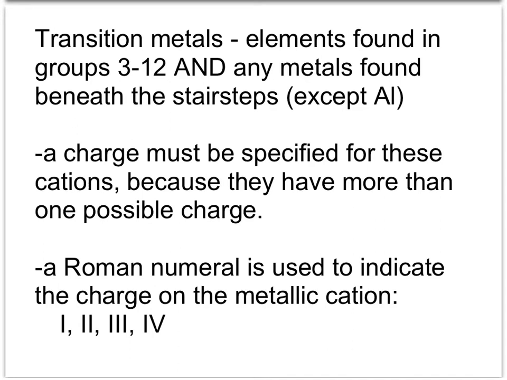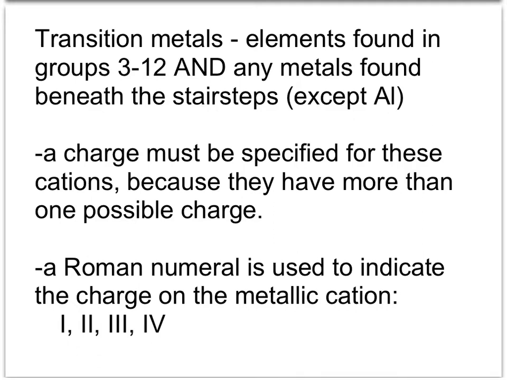Transition metals are going to be those elements found in groups 3 through 12, and also any metals that are found under the stair step. So you drew that stair step line there, starting under boron and going over one, down one, all the way down the periodic table. And so every metal that is underneath the stairs, with the exception of aluminum, is a transition metal. So even though some of them are in a representative group, the representative charges do not apply to those metals.